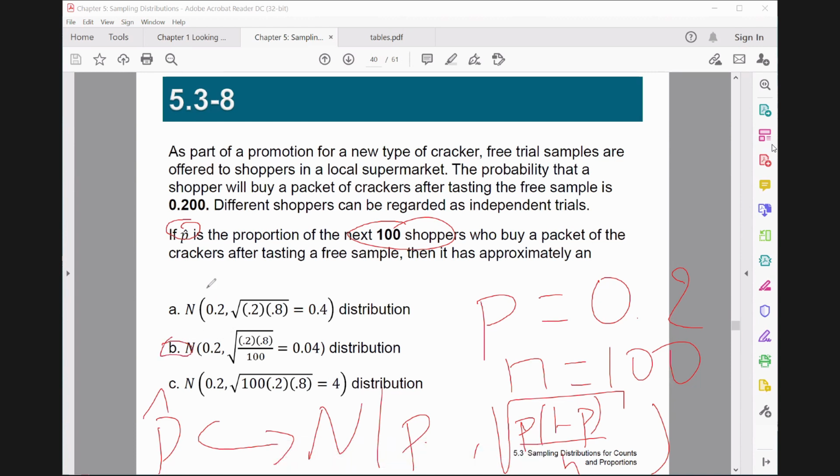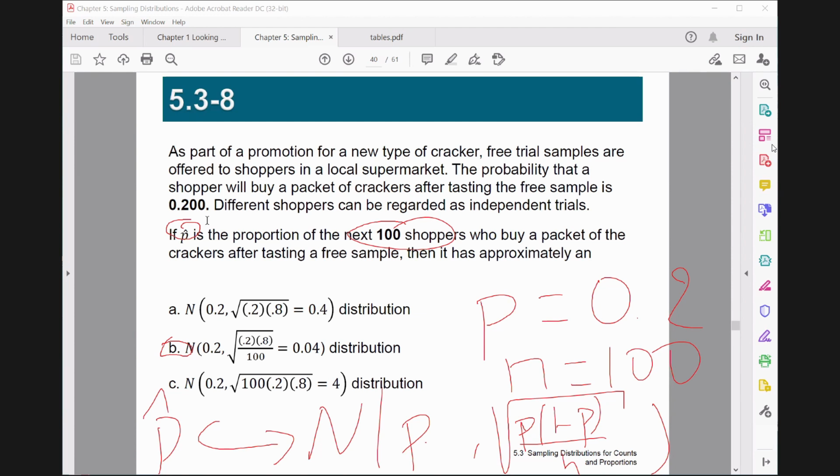Okay, why? Because P hat is given by this normal distribution, mean P and the standard deviation is root P times 1 minus P divided by N. That's why it's like that. Then the normal distribution has mean 0.2 and its standard deviation is 0.04. I don't know if it's clear or not. Then we have to apply this formula. Once we have a population whose proportion P is 0.2, the probability of success is 0.2.